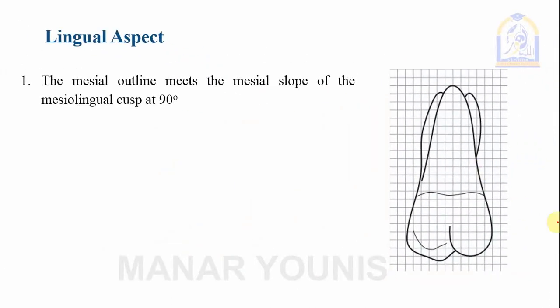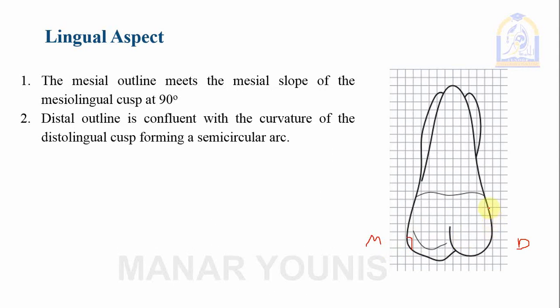Regarding the lingual aspect, this will be the mesial, and this is the distal. The mesial outline is straight at the beginning, then when it reaches the mesial contact area, it will merge with the mesial slope of the mesiolingual cusp at about a 90-degree angle. While the distal outline is more curved and it's confluent with the curvature of the distolingual cusp, so it will form a semicircular arc.